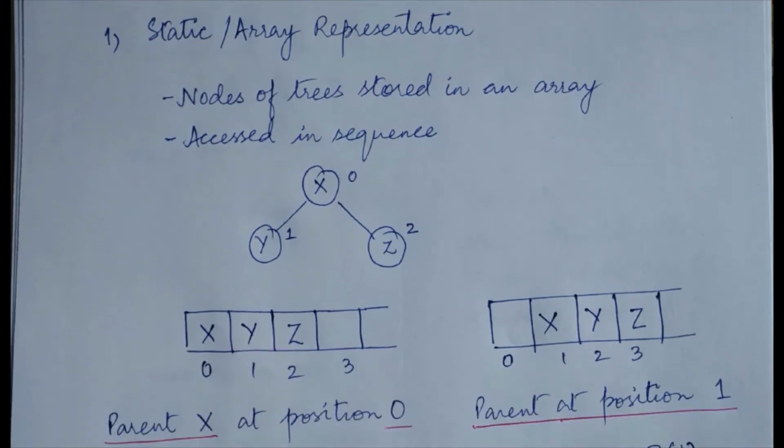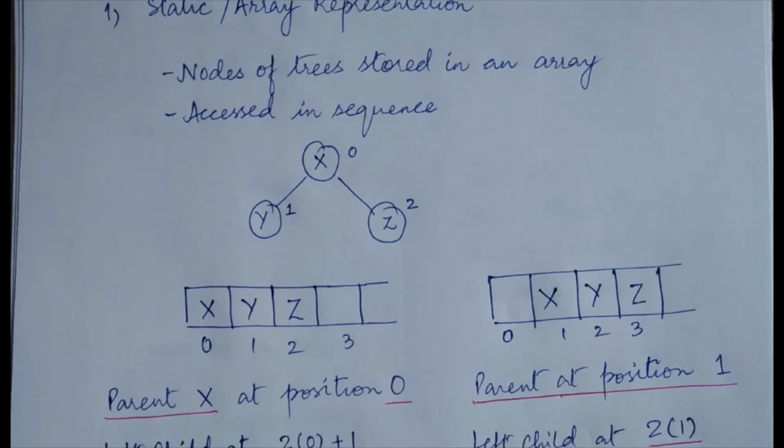If you have a binary tree as shown here, this is my binary tree. I have a root, I have a left subtree, and I have a right subtree. For now I have only 3 nodes, but y and z can be subtrees which will be bigger with more number of nodes. There are two ways I can use an array to store my binary tree.